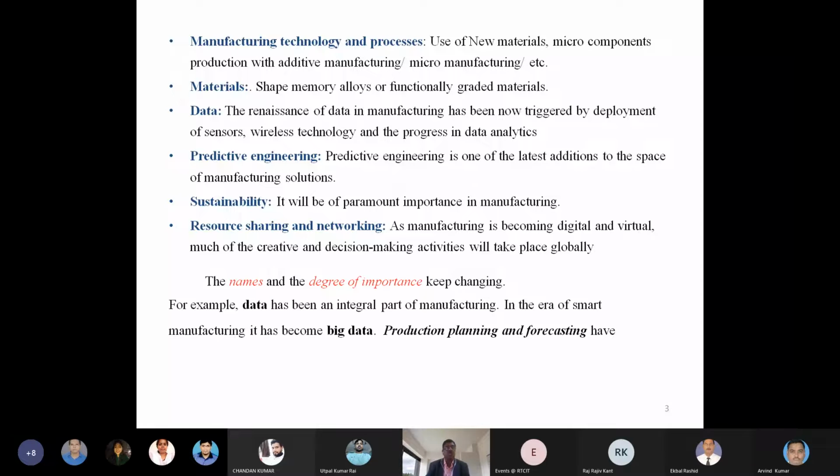Now of course, the names that I mentioned in the sixth pillar are not only simple names. These names may also change, depending on the degree of importance as time changes. Because when we talk about data as one of the pillars, nowadays data becomes big data, because it becomes an integral part of manufacturing, and in smart manufacturing we call it big data. Similarly, production planning and forecasting have been preceded by predictive engineering and versed in data science today.